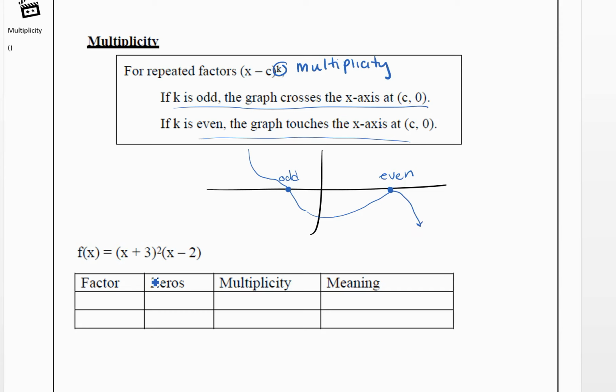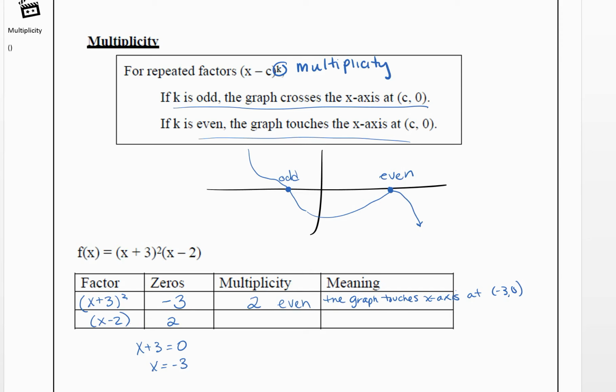Okay. So let's look at this example. We have f of x equals (x plus 3) squared times (x minus 2). So we have the two factors, (x plus 3) squared and (x minus 2). Now, to get the zeros, you would set x plus 3 equal to 0, and you will get x equals negative 3. You always get the opposite of what's in here. So our 0 here would be negative 3. Now the multiplicity is the exponent that's on that factor. So here it would be 2, which is an even number, which means the graph just touches the x-axis at (negative 3, 0).